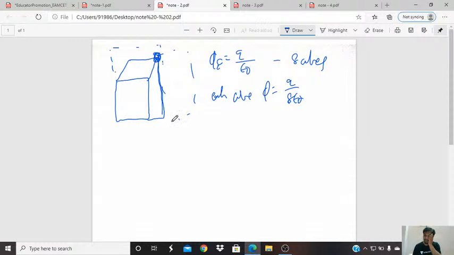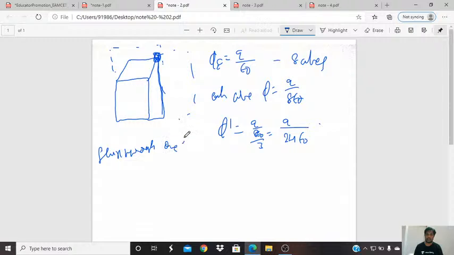So for three faces, the flux through each face will be divided by 3. Q by 8 epsilon naught by 3, that is Q by 24 epsilon naught, for the face opposite to the charge. Flux through one face opposite to the charge.